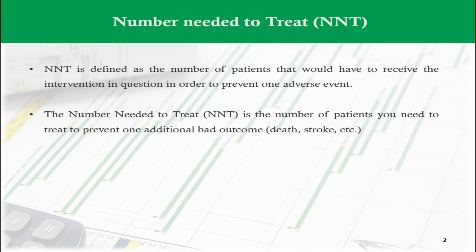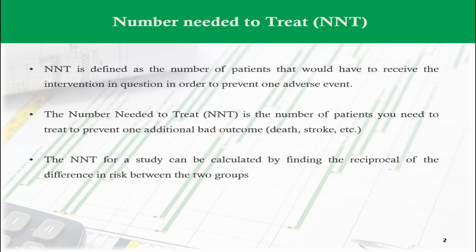The number needed to treat is the number of patients you need to treat to prevent one additional bad outcome, death, stroke, etc. For example, if a drug has an NNT of 5, it means you have to treat 5 people with the drug to prevent one additional bad outcome. The NNT for a study can be calculated by finding the reciprocal of the difference in risk between the two groups. In the next slide, we will discuss in detail how to calculate NNT.